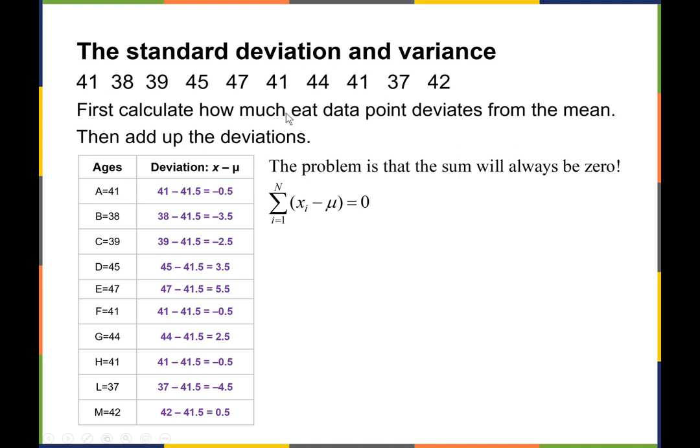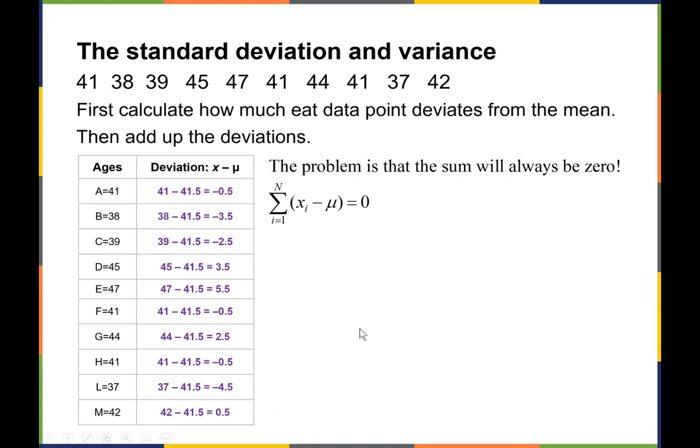As we remember, the average age is 41.5. So what we're going to calculate first is how far each individual age in the data set is away from the average age. For example, if the average age is 41.5, 41 is a half year smaller than it, right? 38 is 3.5 years less than it. 47 is 5.5 years over it, etc. So we calculated the deviation from the mean for each of the data points.